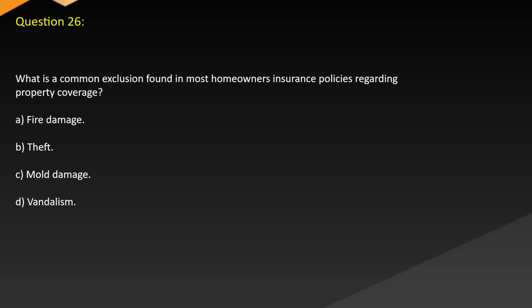Question 26. What is a common exclusion found in most homeowners insurance policies regarding property coverage? A. Fire damage. B. Theft. C. Mold damage. D. Vandalism.